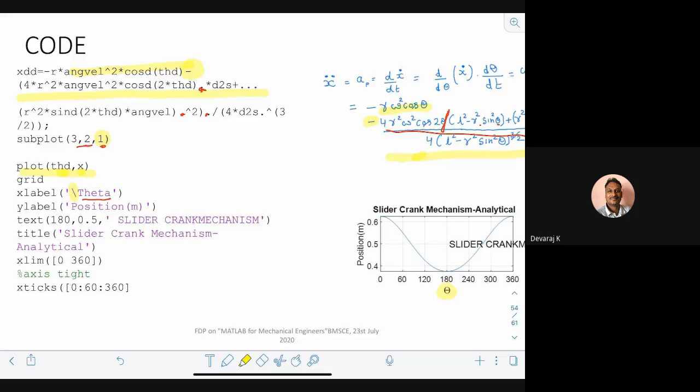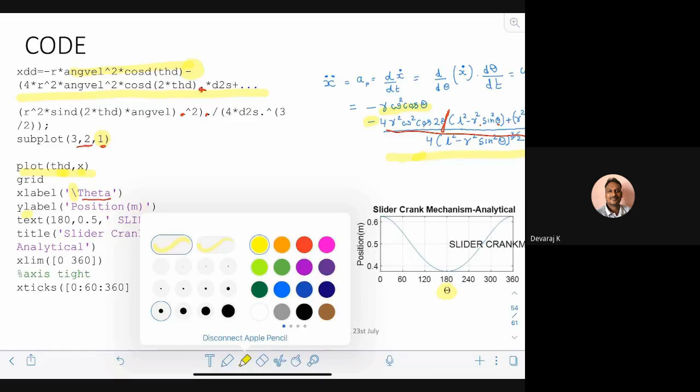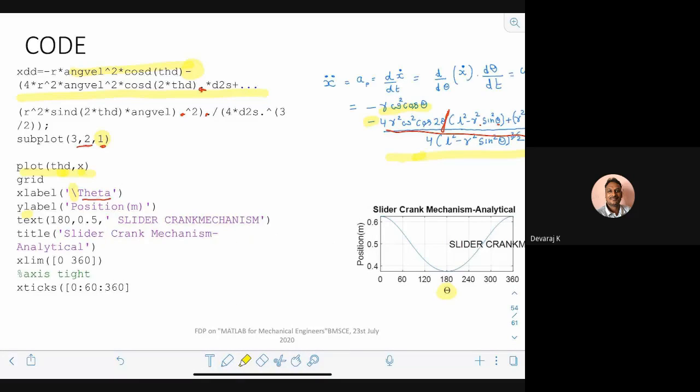And you can also give the Y label title, and the Y label title is now position. Remember, it gives me the position of the piston in meters. And you can place the text. You can play with this.